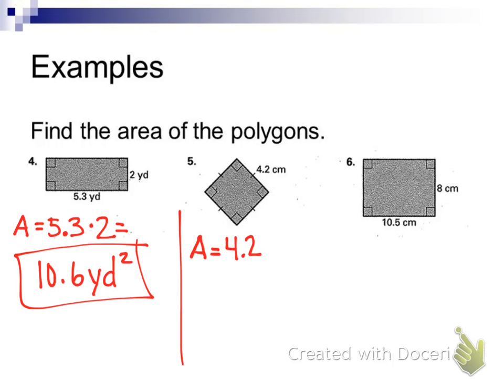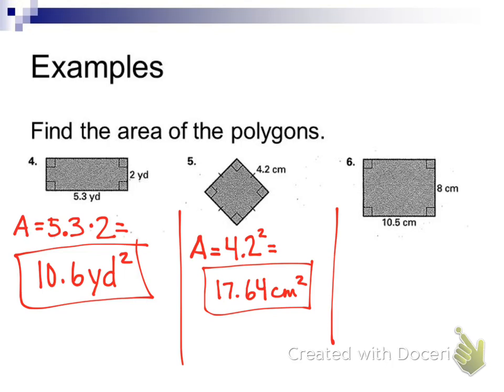You're missing a little something. Yeah, 4.2 squared, or you could just type 4.2 times 4.2 if you want. Does anyone know what that would give you? 17.64. 17.64 square centimeters. Good. And then how do I do number 6? Area equals what?